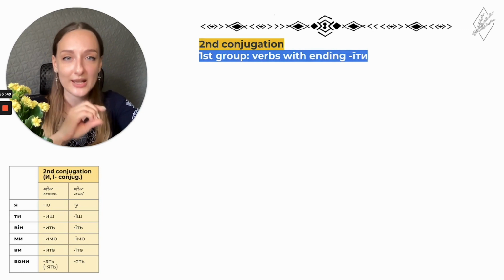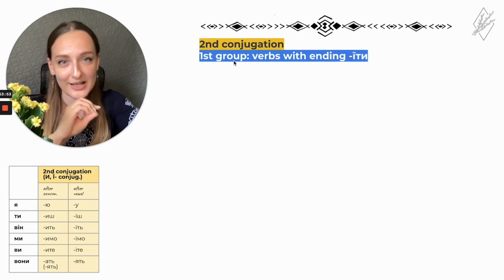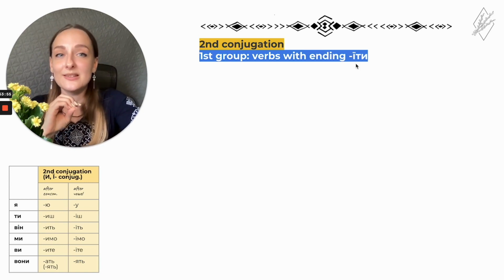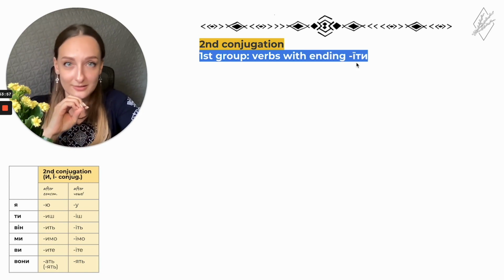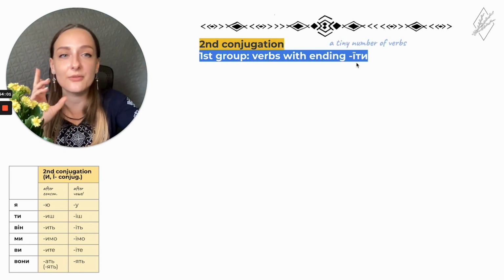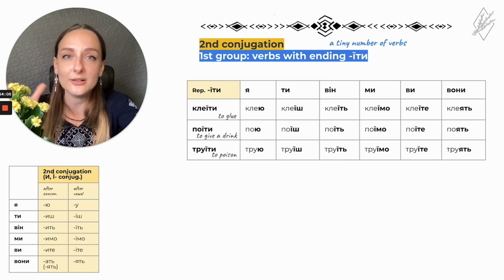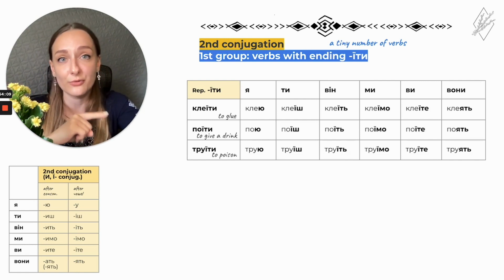Let's go on. Second group of the second conjugation. There is a typo again. I'm sorry, guys. Verbs with ending їти. So we had ити, іти, now їти. It's a very tiny number of verbs in Ukrainian. Actually, none of them that I give you here are A1 level verbs.